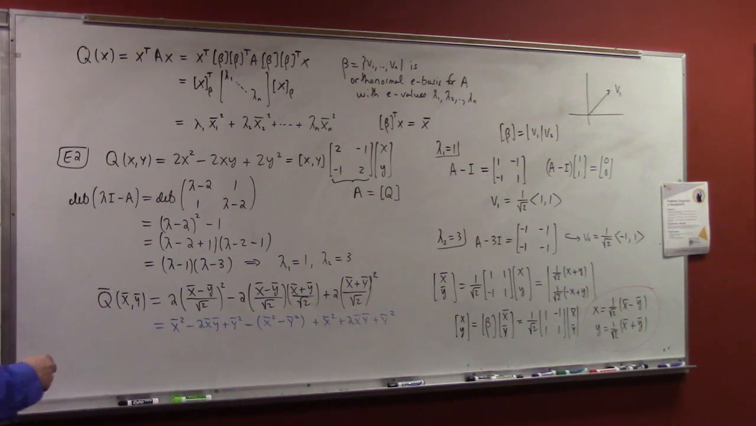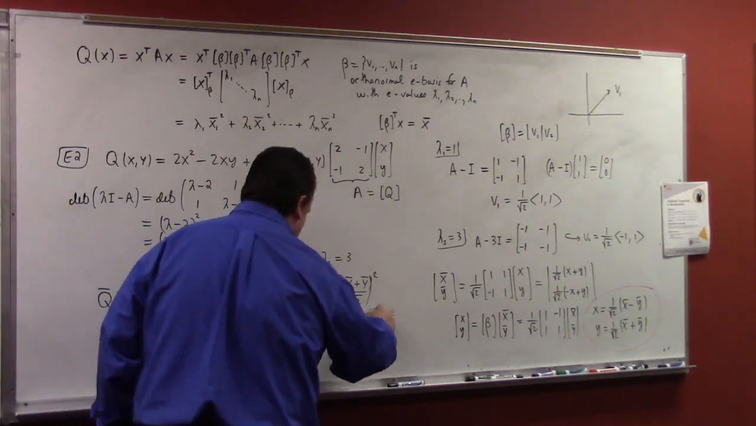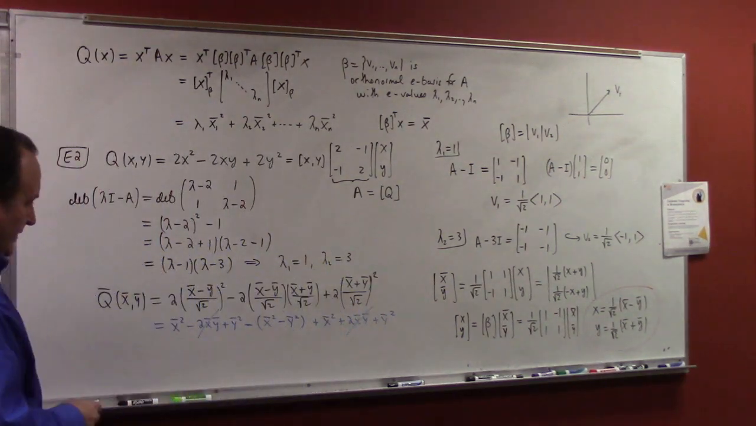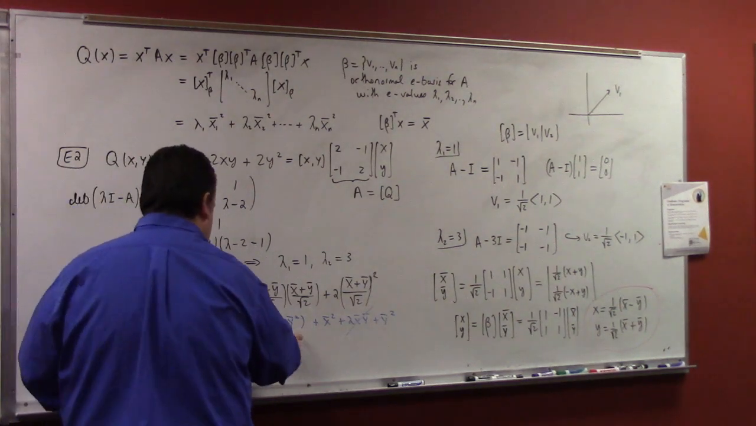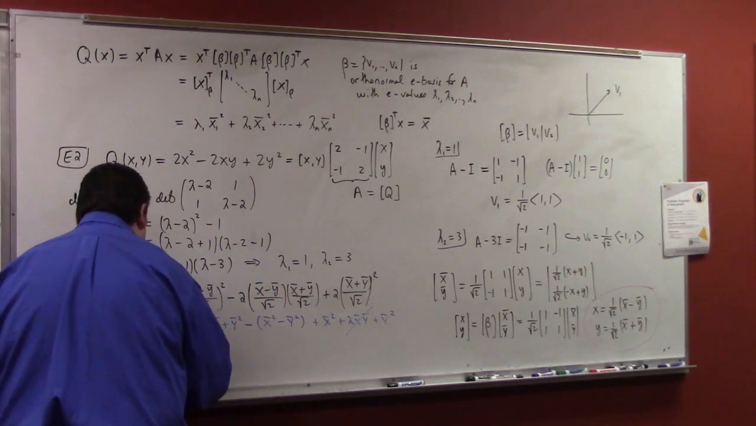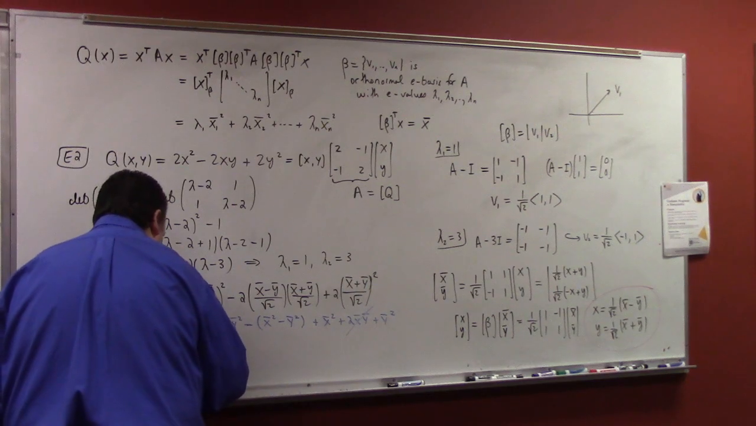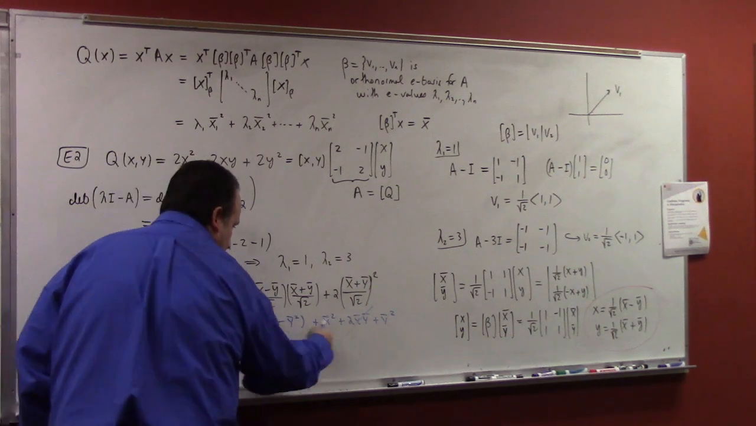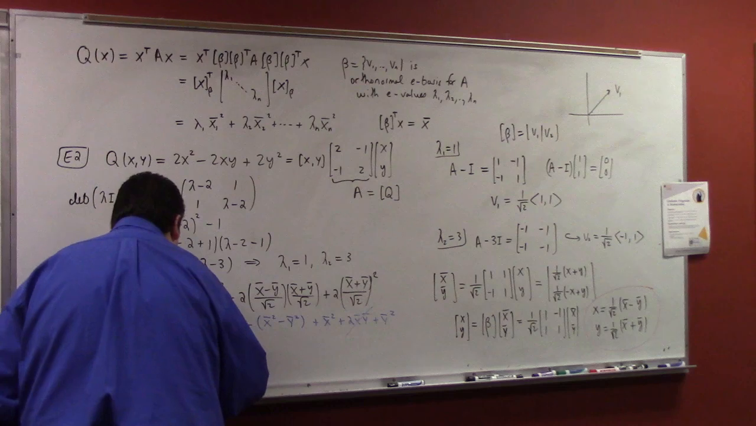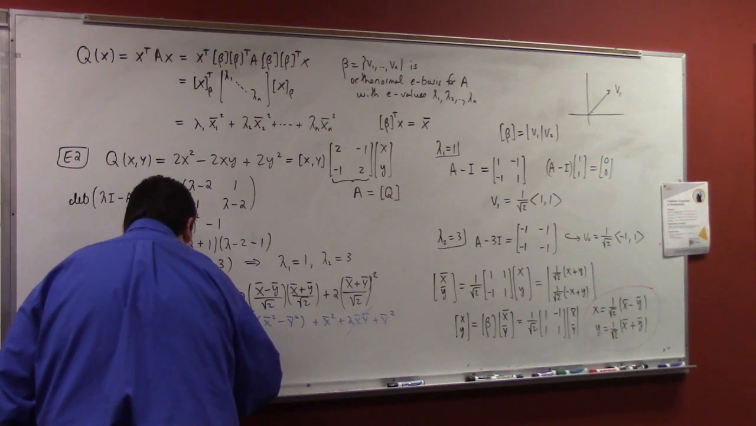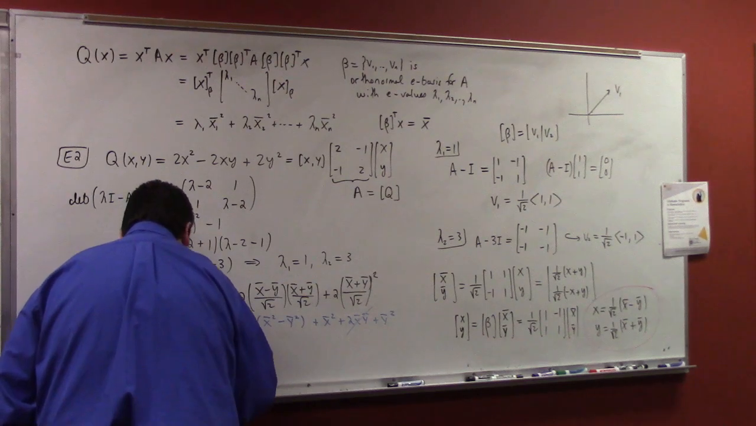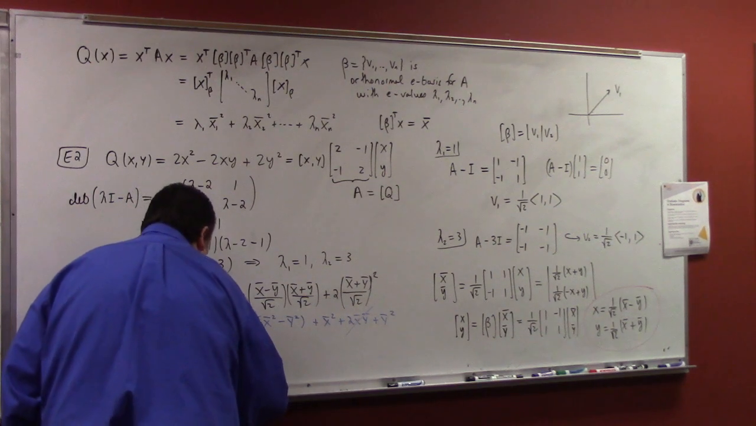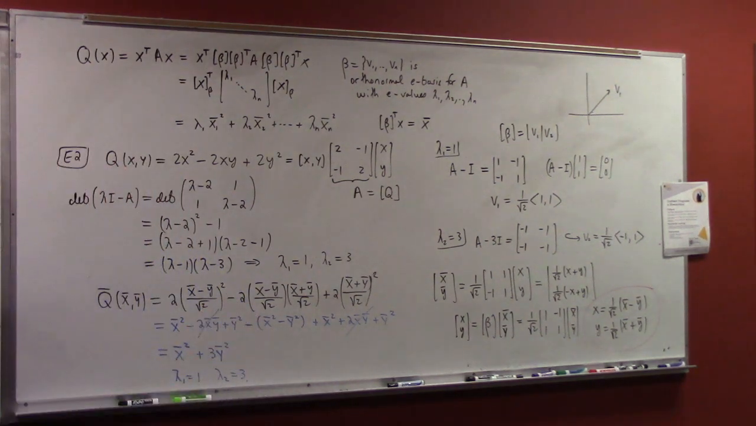And as you can see, those are gone. And what have we got? These two would be canceling, so we get, in short, x bar squared. But these add: 1, 2, 3, plus 3 y bar squared. And of course, we had lambda 1 equals 1. We had lambda 2 equals 3. There you go. That's how it all works together.